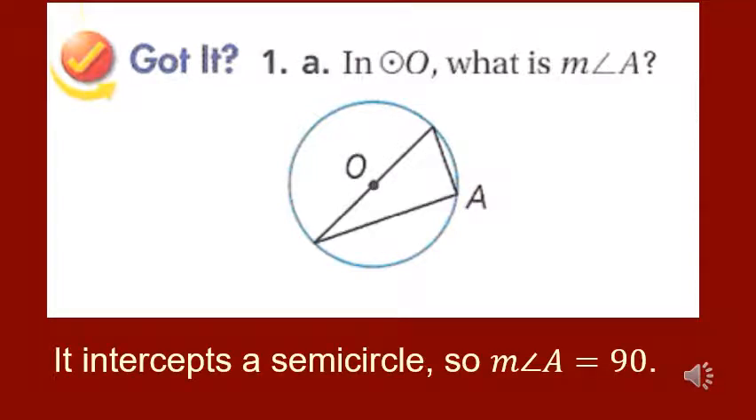Well, it turns out angle A has to be a right angle. And the reason why is, if you think about it, since O is the center of the circle, then over at the top left, I've got to have a semicircle. And angle A is going to intercept that semicircle. And since it intercepts a semicircle, which would be 180 degrees, this has to be half of that. That's why angle A's gotta be 90.